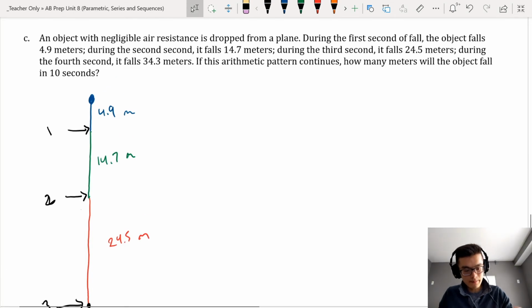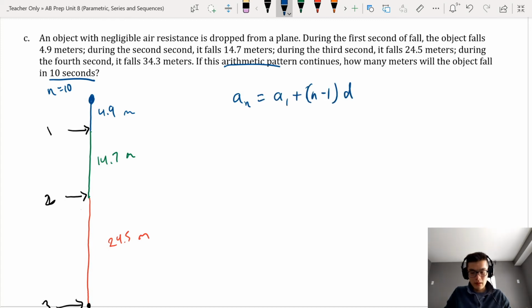Let's try it out. So, we're trying to find how far it's going to fall in 10 seconds. So we know that means n is 10. And we are told it's arithmetic, so we can use this formula. All right, so n is 10. We know that. Let me just write here again, just for redundancy.